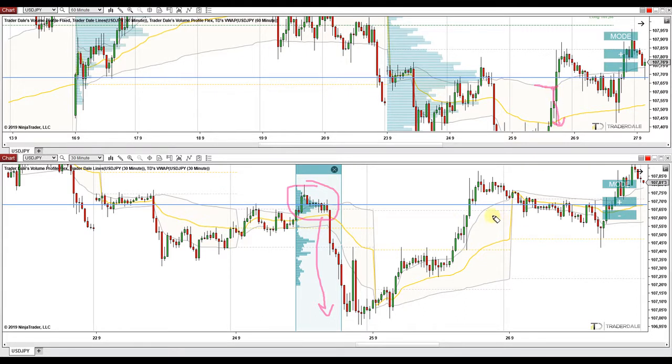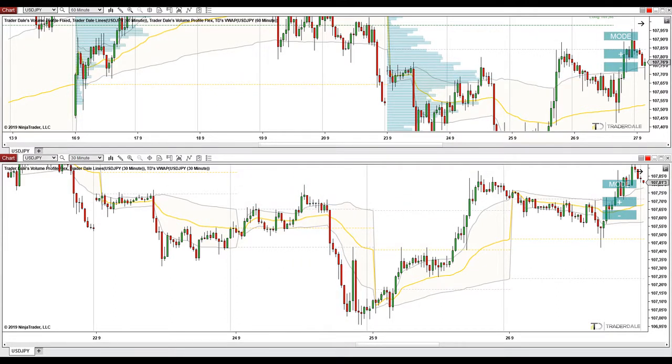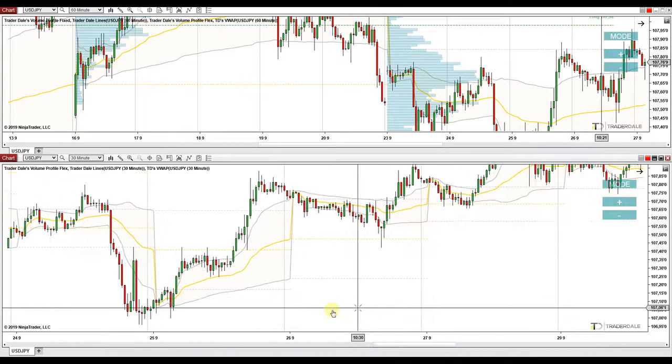If you were trading using the volume profile only, you would go short from there. It would be a losing trade. If you are trading using VWAP, it would be a winner. So in this case, unfortunately, it's not that straightforward. So let's move on a bit. Let's have a look at another example.